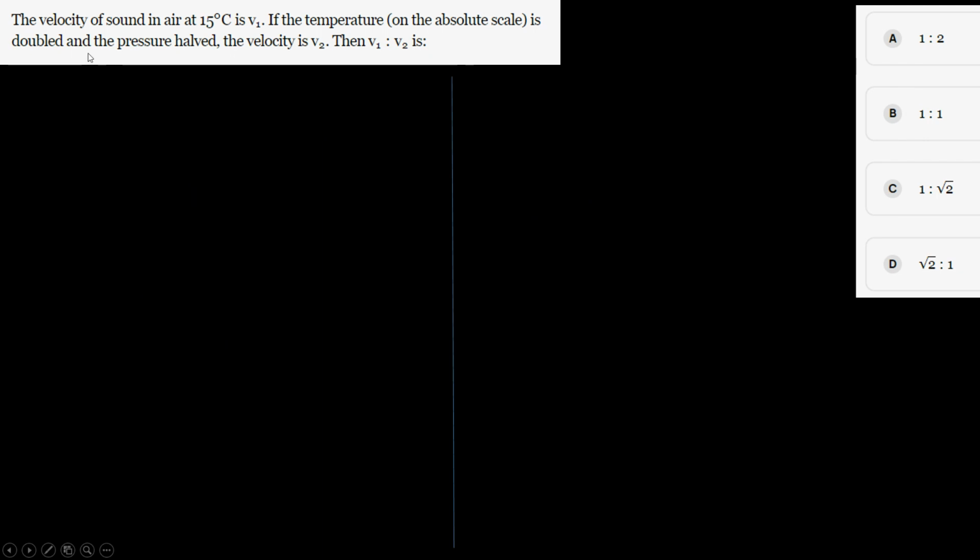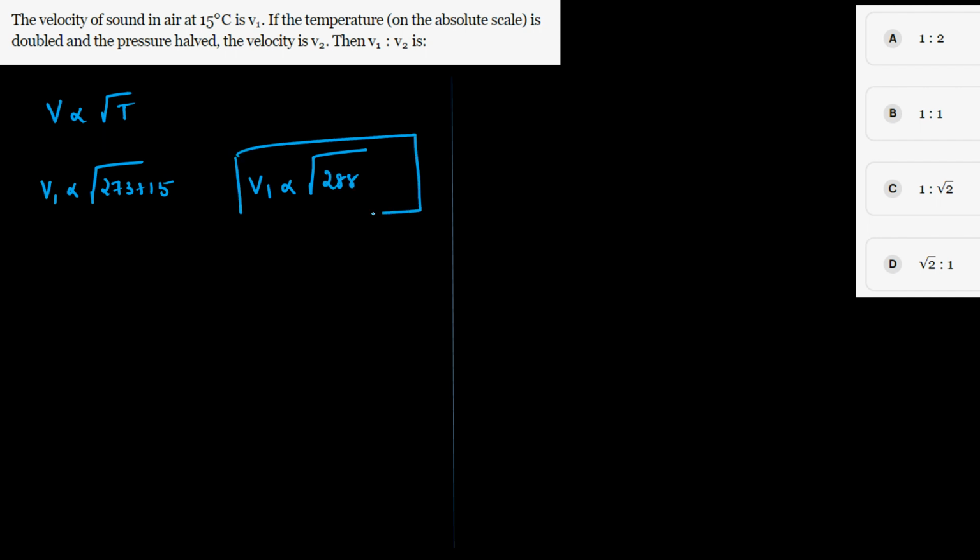This is again a similar question. If it is increased by 15 degrees, then what is going to be the value, right? Even this one we will solve, right? So what is given over here, or what do we know? We know that v is directly proportional to the square root of T, and here the velocity of sound in air at 15 degrees is v1. So I will write down over here, v1 is directly proportional to square root of 273 plus 15, which is 288. I will put a box around it.